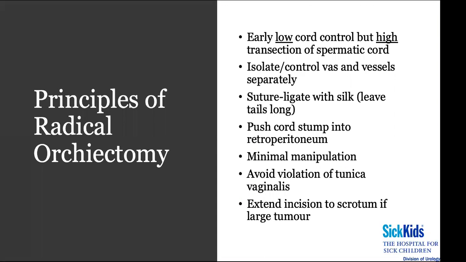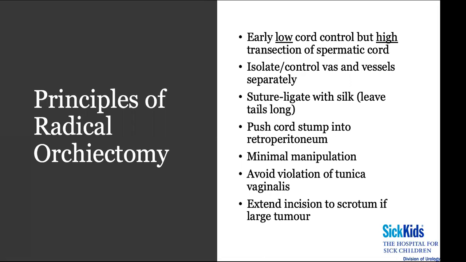So some of the principles of a radical orchiectomy include early low cord control, but high transection at the level of the internal ring. Especially in bulky tumors that involve the cord, it is preferable to isolate and control the vas separate from the vessels, although generally this is not always required, especially in prepubertal patients with small cords. It's also important to control the cord with a non-absorbable stitch, like a silk that was done in that case that I just showed, and leave the tails of the stitch quite long, and make sure that you push the cord stump into the retroperitoneum.